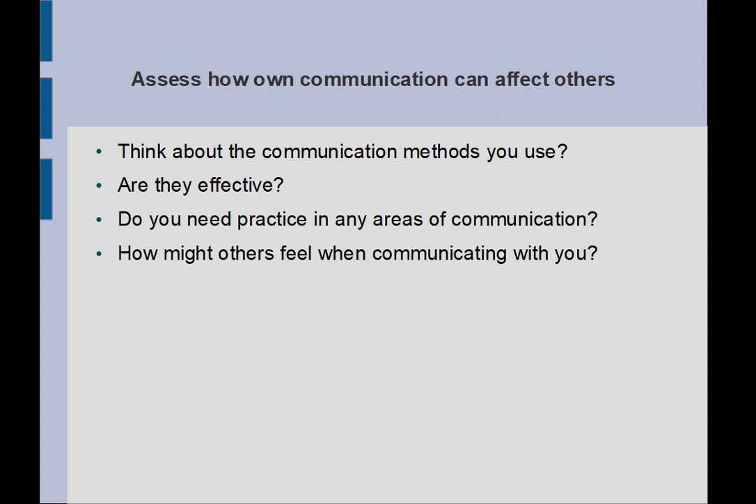Do you need to practice any areas of communication? Like I said before, most of us have a habit of jumping in with our own stories, so maybe active listening is an area that you might want to practice. And you'd also want to think about how others might feel when they're communicating with you. Do you think they're comfortable? Do you think you're meeting everyone's needs? Are there any changes that you would like to make?